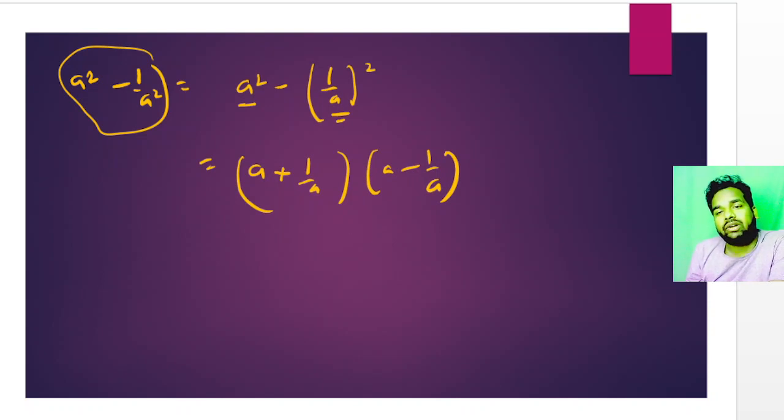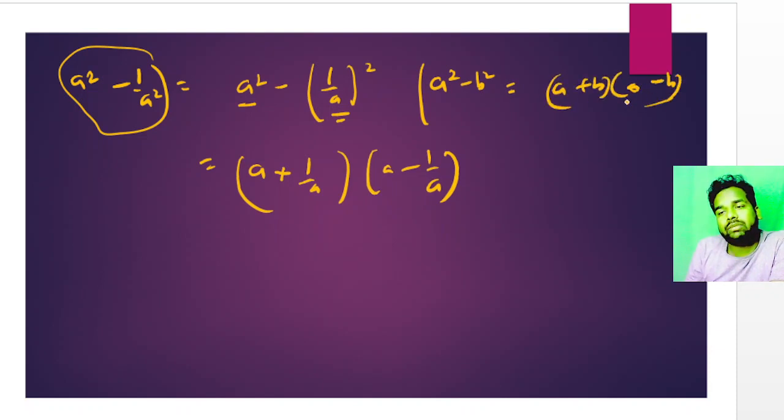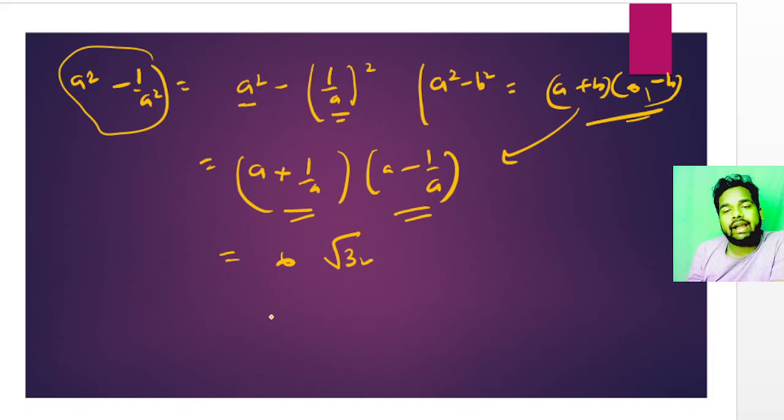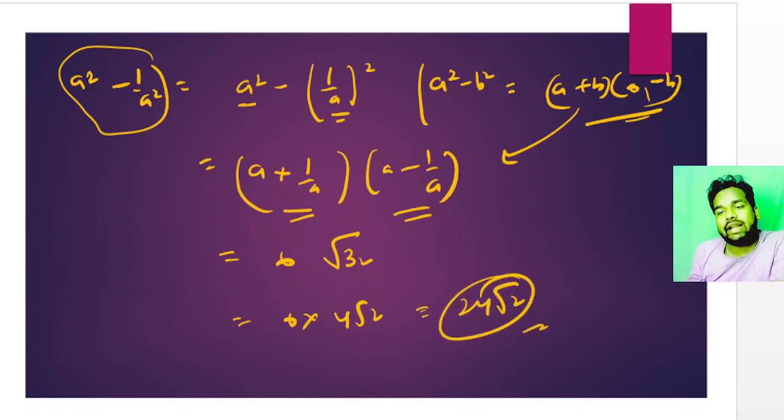It is going to happen or not? Because everybody knows the formula, a square minus b square is equal to a plus b into a minus b. You just apply this formula. If you apply this formula, it is going to happen like this. The value of a plus 1 by a is already given as 6, and the value of a minus 1 by a is given as root under 32. And you can write 6 into 4 root 2, or 6 into 4, that is 24 root 2, and this is your answer.